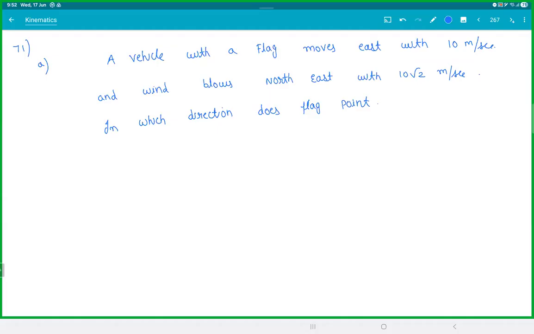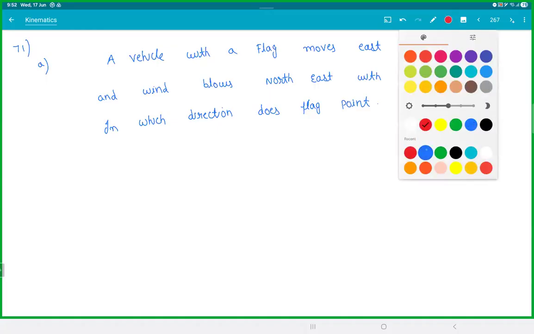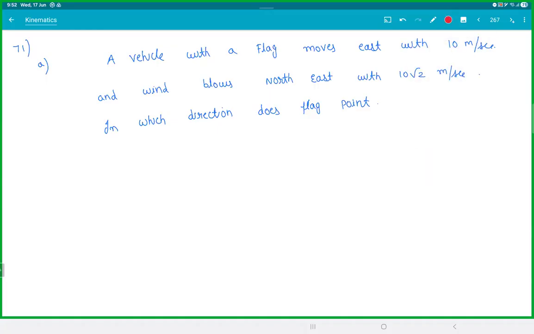Okay, let's see. Let's go one step at a time. How is the vehicle going? East. So the flag will go which way? West. It will go opposite to the vehicle. Remember our directions? We will stick to the standard north, east, west, south. So if the vehicle goes towards east, the flag will go towards west. So this is due to the vehicle.